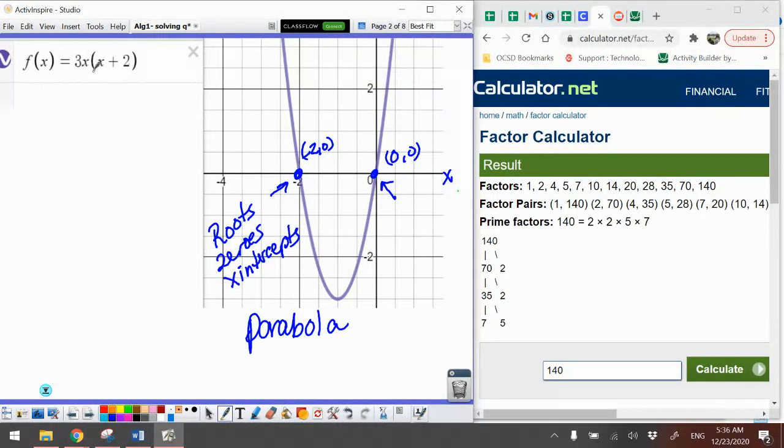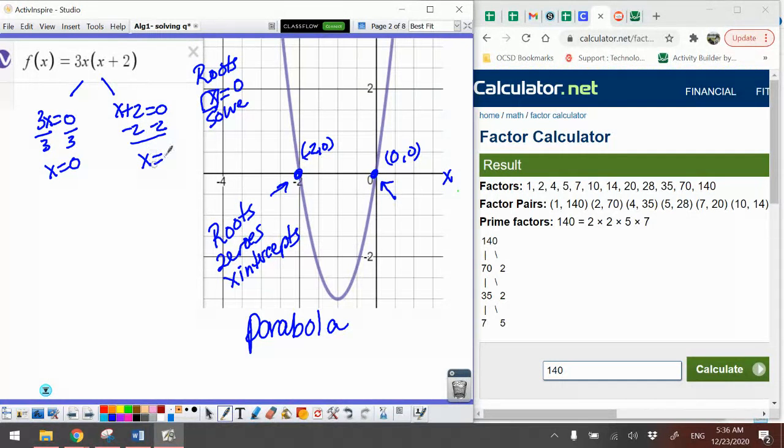The nice part is that when I see something like this, it's pretty easy to solve. I know that the 3x has to equal 0, and the x plus 2 has to equal 0. Anytime I'm solving for the roots or the zeros, I need to make sure the expression is equal to 0, and then solve. So 3x equals 0; divide by 3, x is 0. For this one, subtract the 2, x is -2.